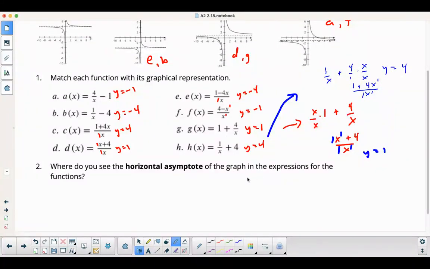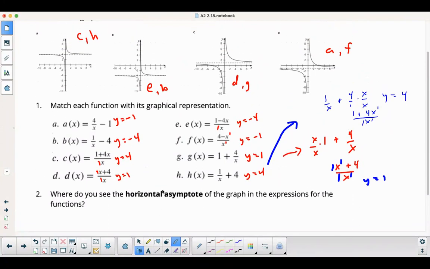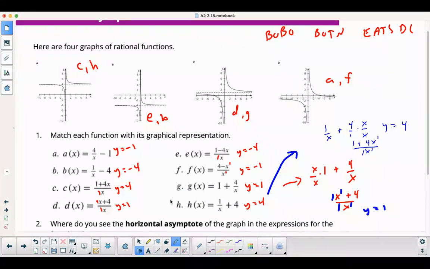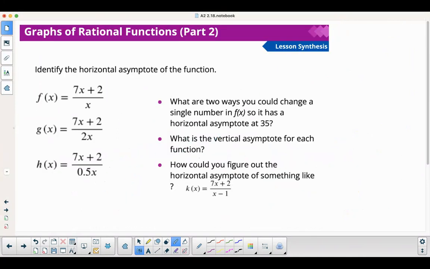Where do you see the horizontal asymptotes? I kind of already answered that with matching the graphs. All right, so identify the horizontal asymptote of each function. So this is all one fraction, so I can do my BOBO, EDC. Highest power is 1, highest power is 1. So lead coefficient over lead coefficient, this is y equals 7.